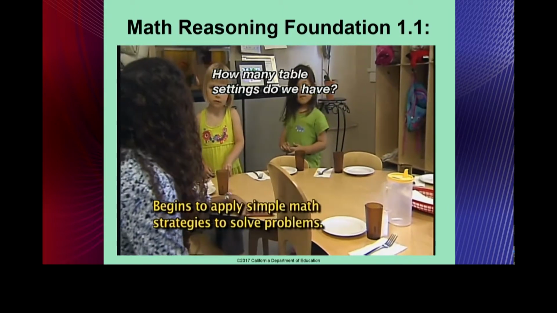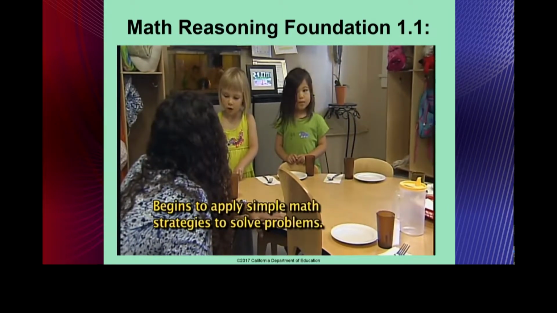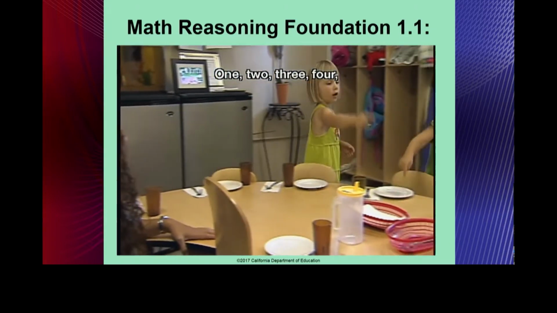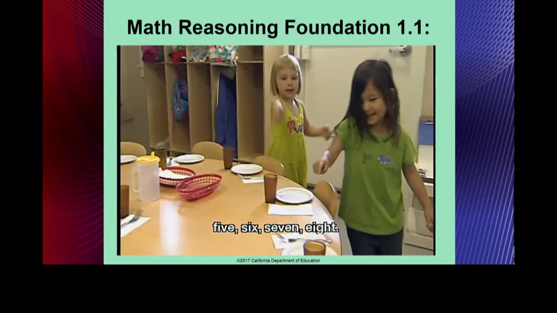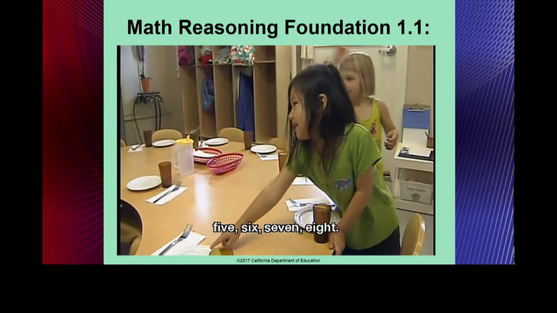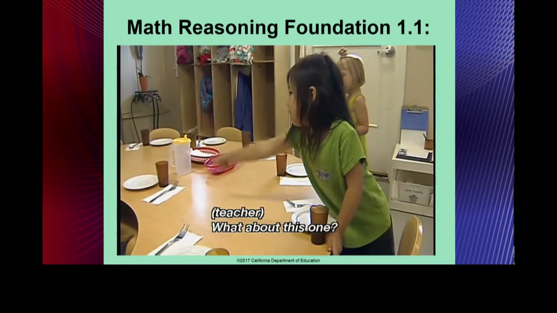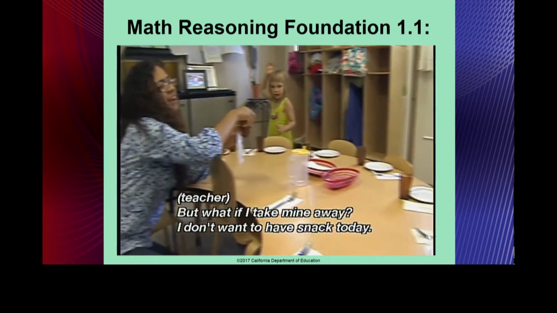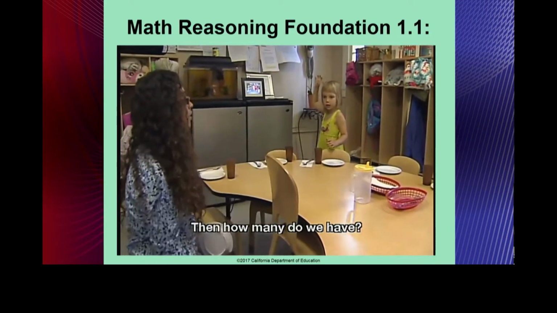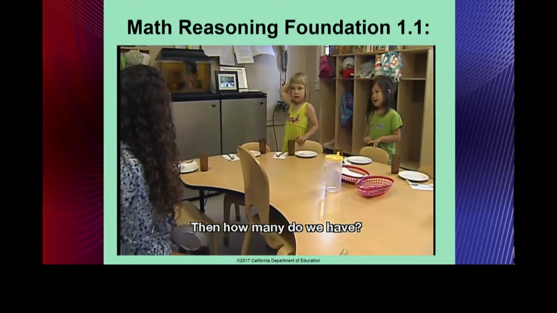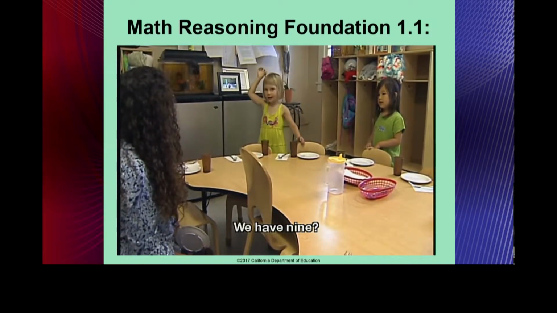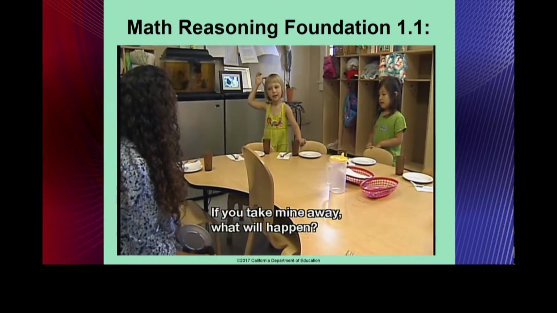How many table settings do we have? 1, 2, 3, 4, 5, 6, 7, 8. Nine. But what if I take mine away? I don't want to have snack today. Then how many do we have? Nine. We have 9. If I take mine away, what will happen?